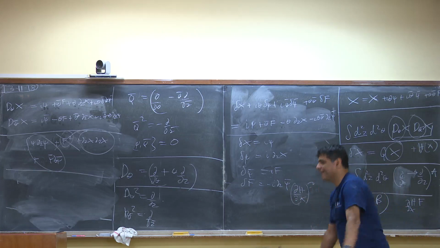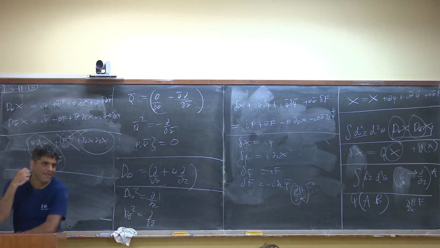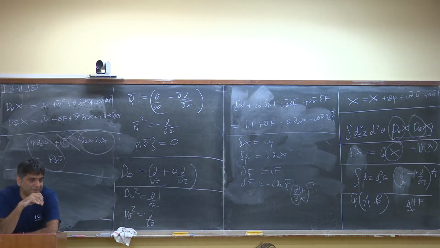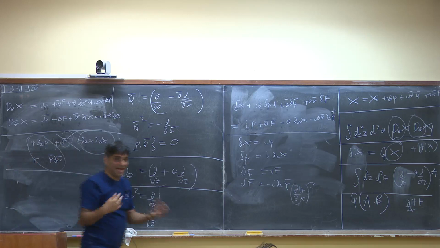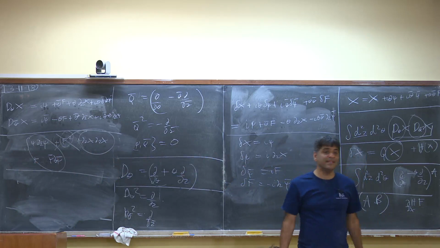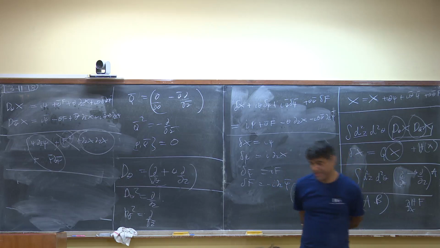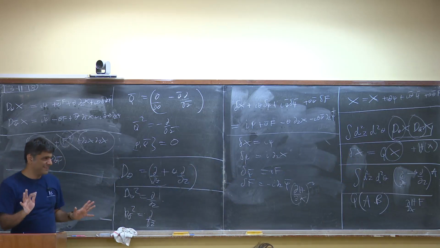And then Coleman and Mandula, making some assumptions, proved the following theorem. Under a broad set of assumptions, if there was a symmetry that was not of the direct product form, global symmetry times Lorentz generators, then in any such theory the S matrix would have to be trivial. This theorem was taken to say that all symmetry algebras in your theory had to be of this direct product form: internal space times Lorentz.